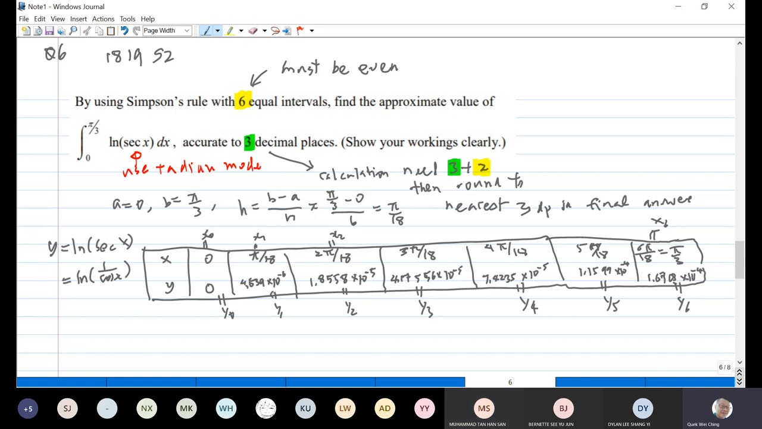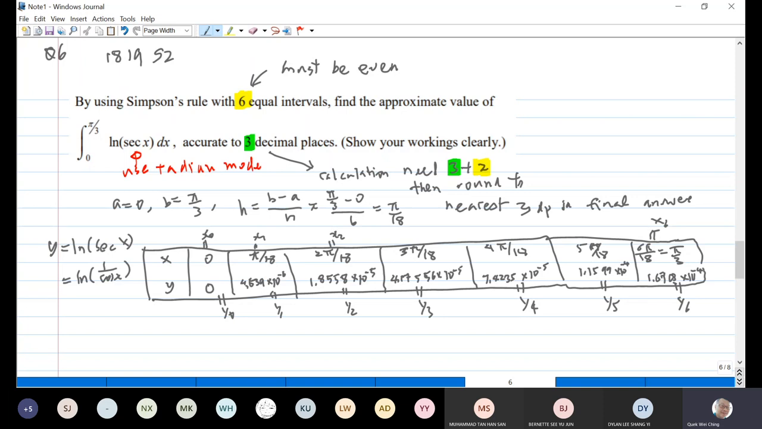Let me check the calculator. How can I use degree mode? Or just now maybe I did a calculation in another class. That's why I use degree mode. Let me check here. So angle unit, I use radian mode, right? Okay, let me try again. Otherwise, very misleading. Okay, that's how I'm supposed to use the radian mode. Okay, thank you very much.